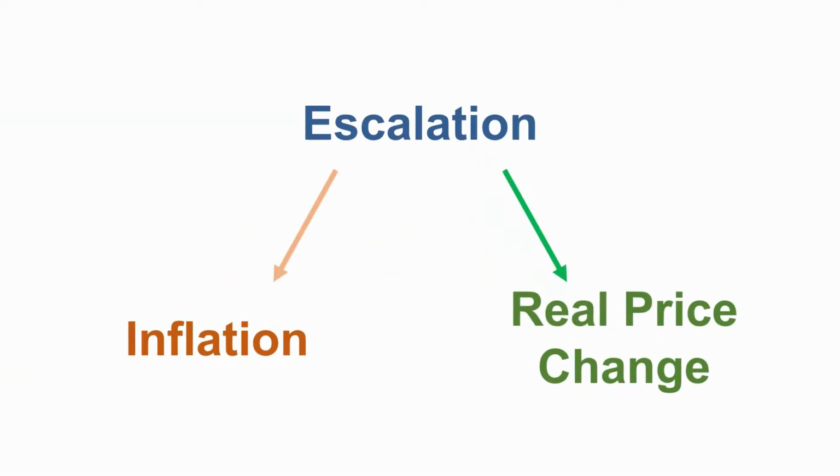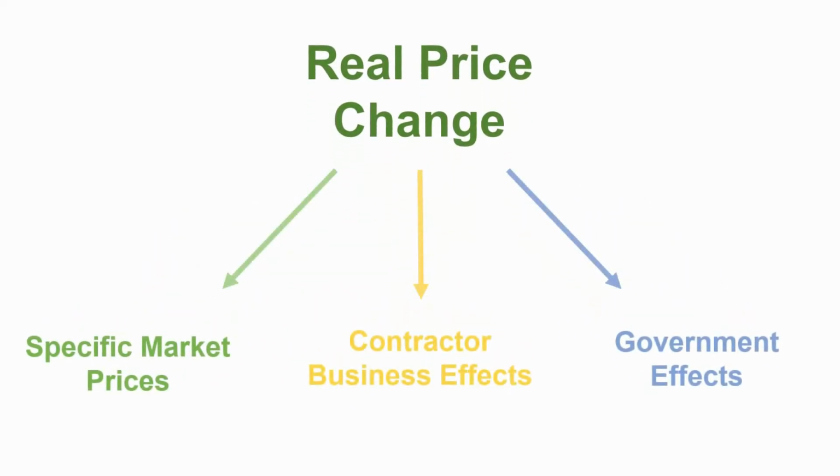In our beginner's guide, we learned that the cost of escalation built into an estimate contains 2 components, inflation and real price change. Inflation affects all prices in the same proportion, while real price change is the portion of escalation unexplained by inflation. Since we are analysts, we want to consider all the ways in which the real price can change. We can break these changes down into 3 different categories: specific market prices, contractor business effects, and government effects. Let's begin by discussing specific market prices.